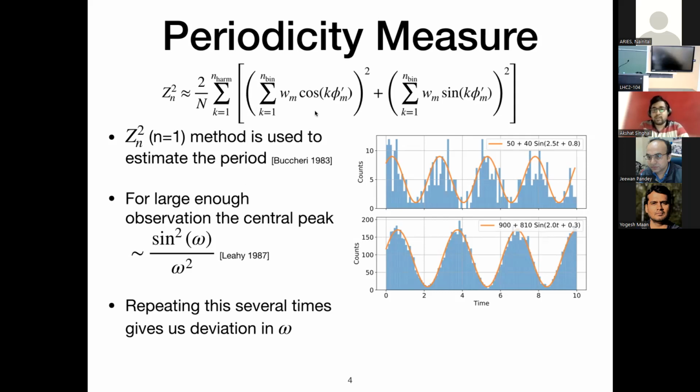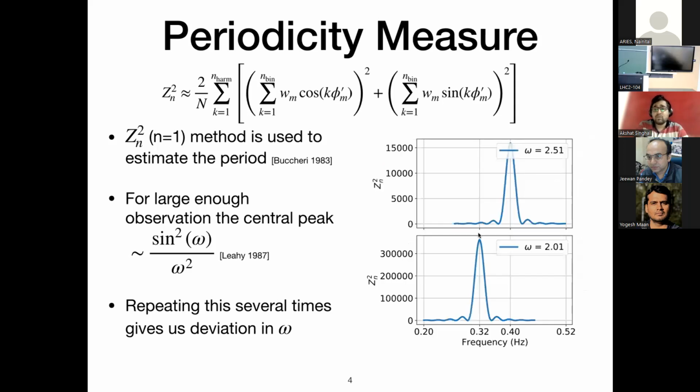So we have phases of each photon. We use this formula to plug it in. For simplicity, we can use n equal to 1. We only use one harmonic, and our signal is anyways sinusoidal. So what we get is this Zn square plot. It peaks around the frequency, or the angular frequency, which we are looking for, and whichever is the maximum value, that's your period or the angular frequency of the signal.